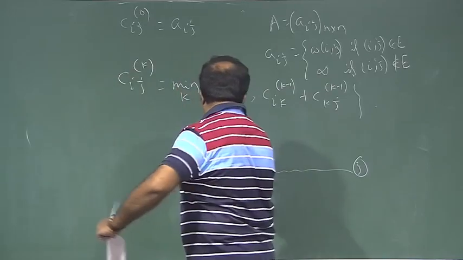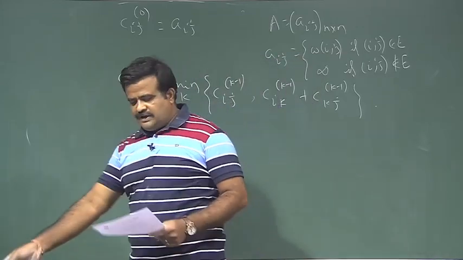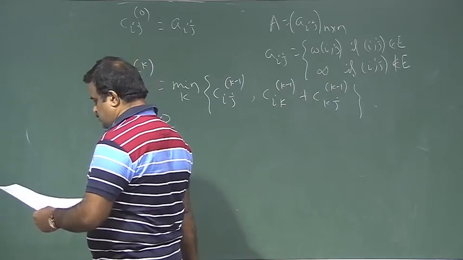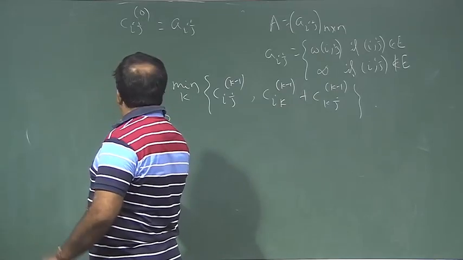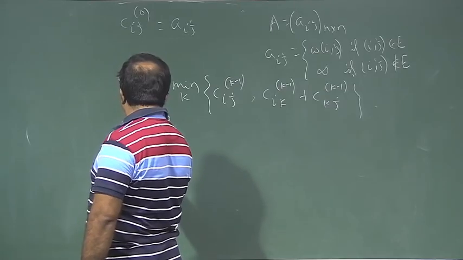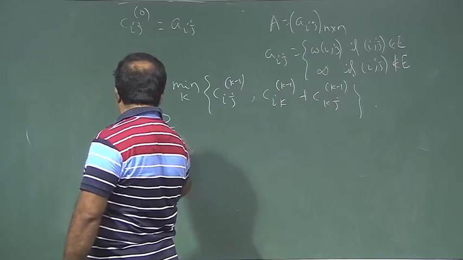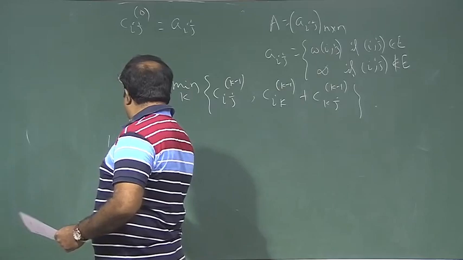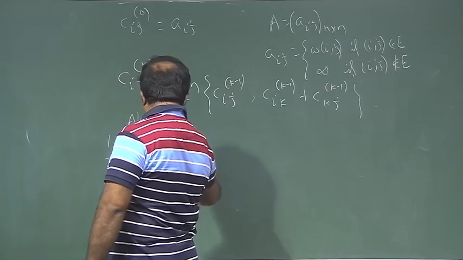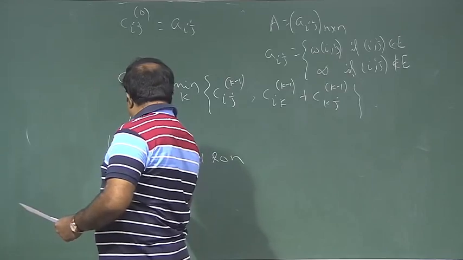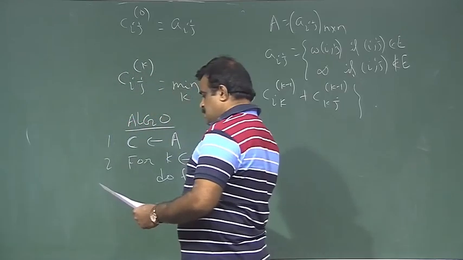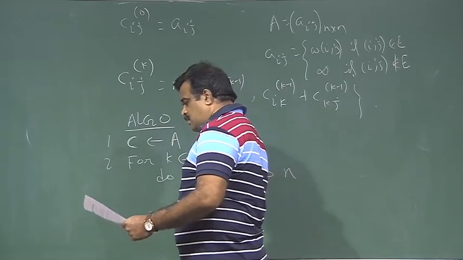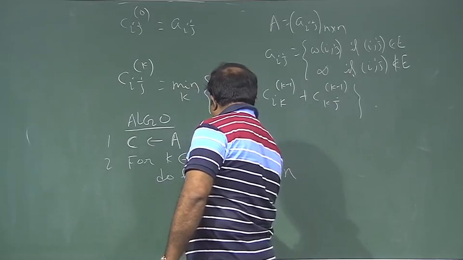So, what is the algorithm? Basically we need to find Cij initialized by this. So, let us have the algorithm, the Floyd-Warshall algorithm. We just initialize the C matrix as A. This is the Cij 0. Then for k equal to 1 to n, and do for i equal to 1 to n, and do for j equal to 1 to n.